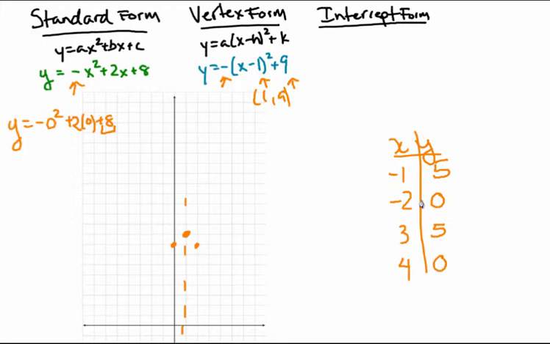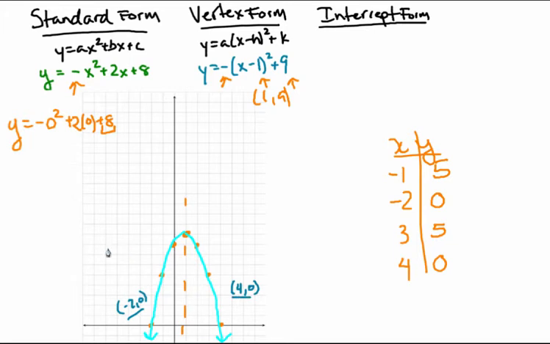Remember, it makes sense that we're getting the same y values because of the symmetry of a parabola. So we have a point at (-1, 5) and a point at (-2, 0). On the right, we have a point at (3, 5) and a point at (4, 0). So our parabola opens down from that vertex of (1, 9), has a y-intercept at (0, 8), and it has these x-intercepts at (4, 0) and (-2, 0).